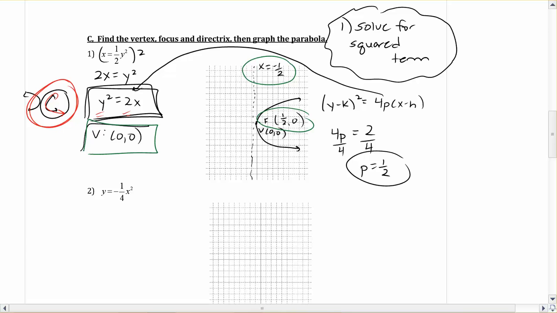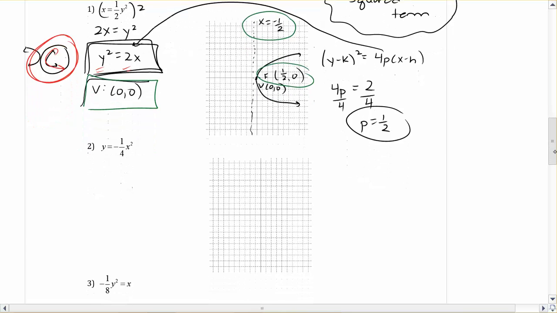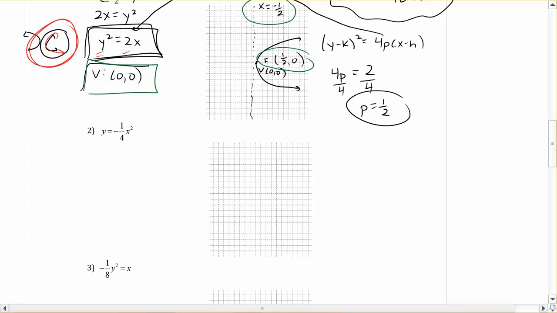All right, so let's try number 2. y equals negative 1/4 x squared. The first thing you need to do is make sure you solve for the squared term. So I'm going to multiply by negative 4 on both sides. So this cancels. I get negative 4y equals x squared. And again, I like my square term on the left, so I'm just going to rearrange that. When I see x squared, I know I'm either up or down. Because this is negative, I know that I'm going to have a downward facing graph.